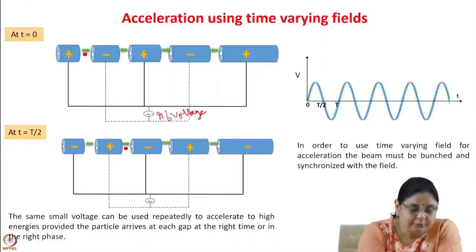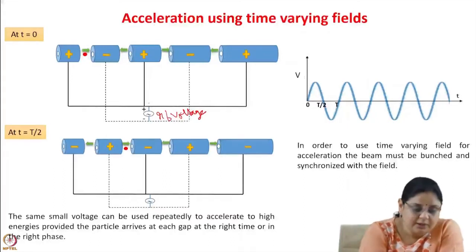We apply an RF voltage here such that at a particular instant of time, let's say at t equal to 0, this is positive and this is negative. In this case, the first drift tube becomes positive, the third drift tube is positive, and the last drift tube is positive. The second and fourth drift tubes will be negative. So if I draw the electric field here, it is in the forward direction here, in the reverse direction here, again in the forward direction here, reverse direction here, and so on.